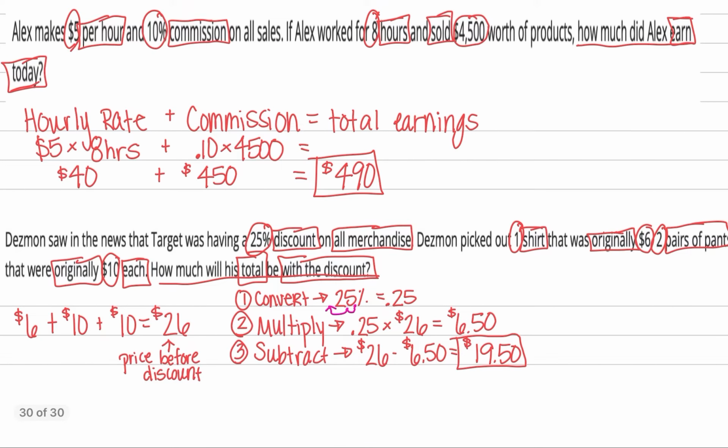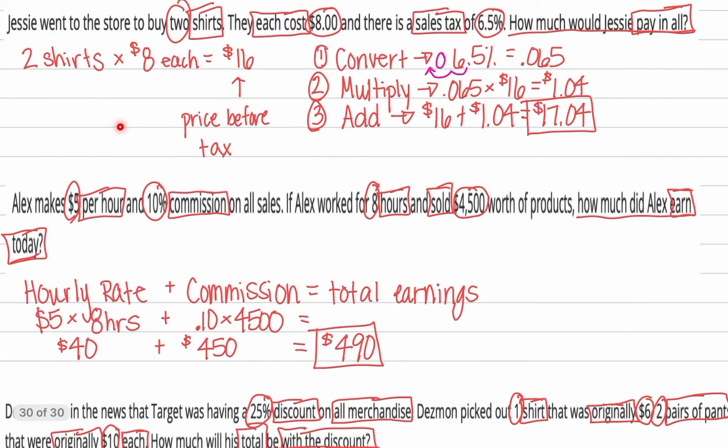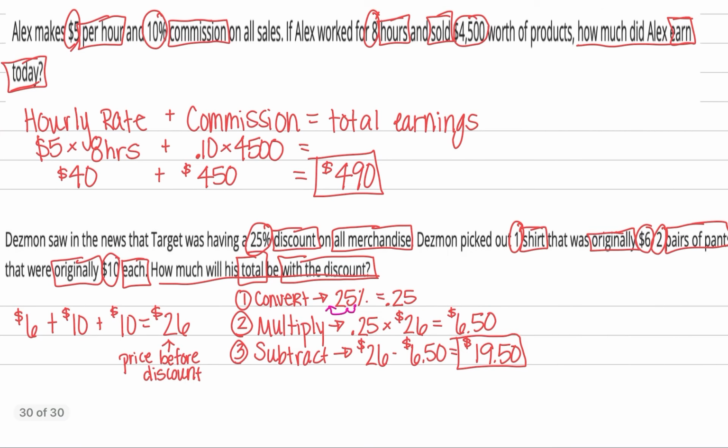And finally, the last question that there were a lot of mistakes on. Desmond saw in the news that Target was having a 25% discount on all merchandise. Desmond picked out one shirt that was originally $6 and two pairs of pants that were originally $10 each. How much will his total be with the discount? Just like the earlier problem, we've got to do some extra work first because we don't know how much they're spending before the discount. They bought one shirt and two pairs of pants, so 6 plus 10 plus 10 gives me 26 as my price before the discount.